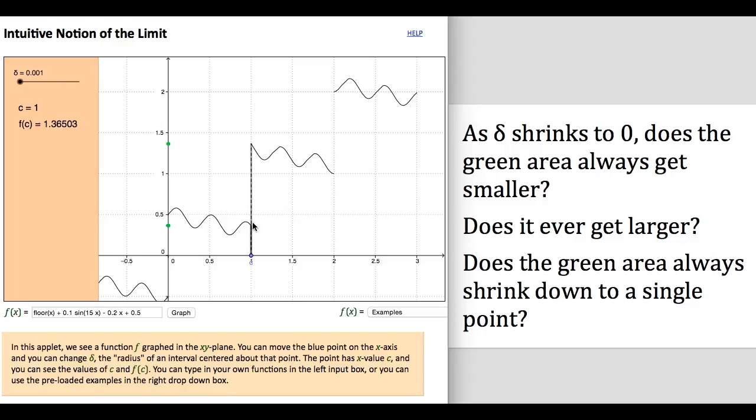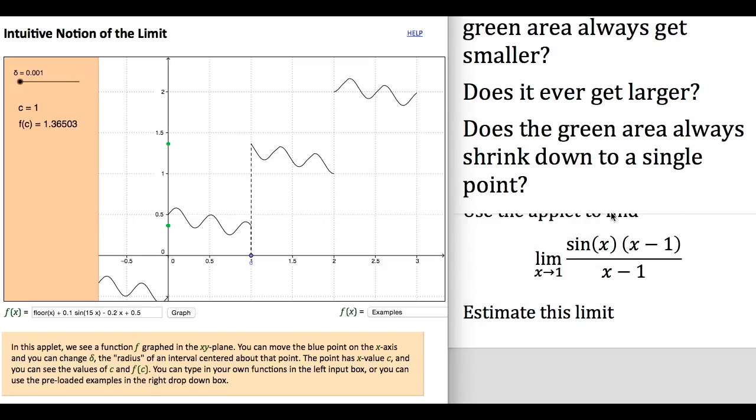It's just below 1. So the limit actually does not exist because it equals 2 different values. So the limit doesn't exist at 1. I can plug in a value at C, but the limit does not exist. So no, it does not always shrink down to a single point.